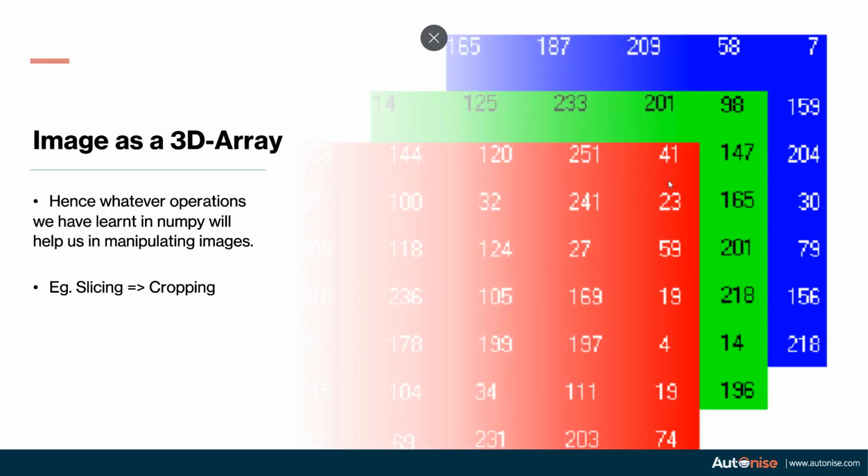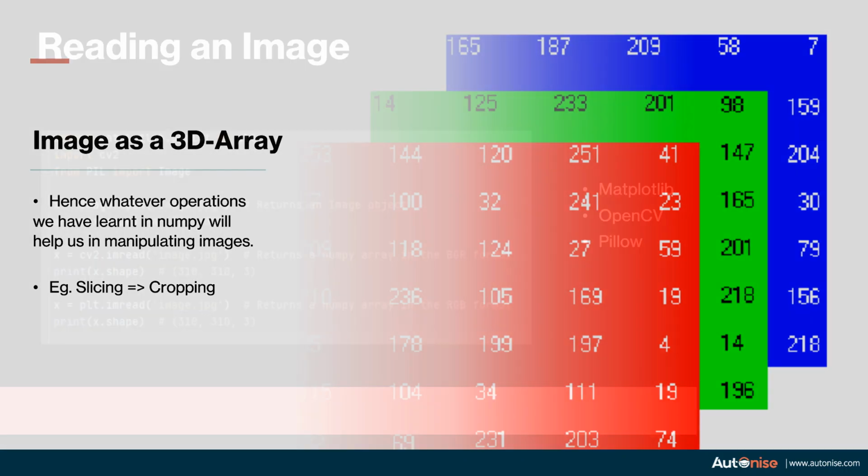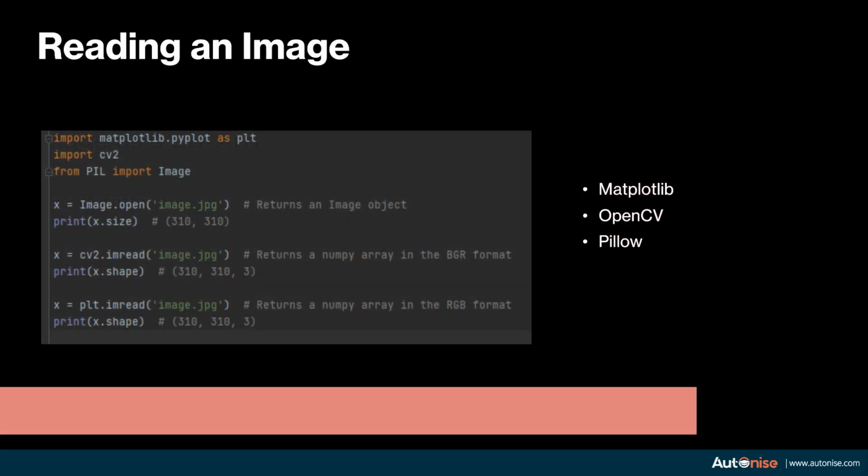As you might remember, this is how an image is represented in a computer. So you can think of this image as a NumPy array having some number of rows, some number of columns, and 3 dimensions, each dimension corresponding to the red, green, and blue channel. So first of all, before we start manipulating the images, we need to first load them into a NumPy array. There are multiple ways in which you can achieve this task.